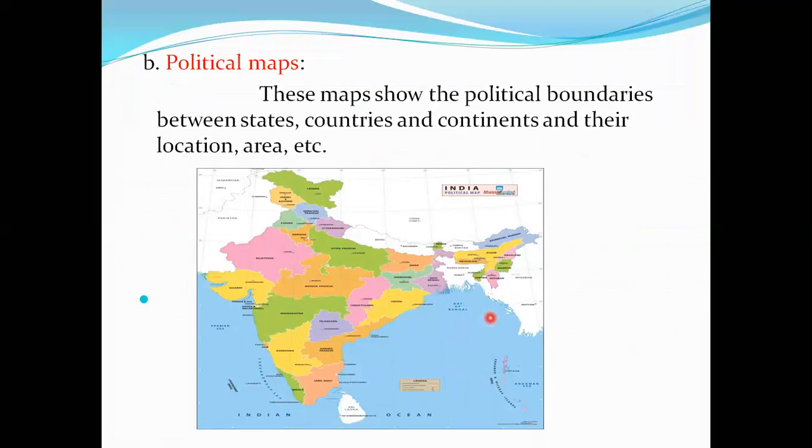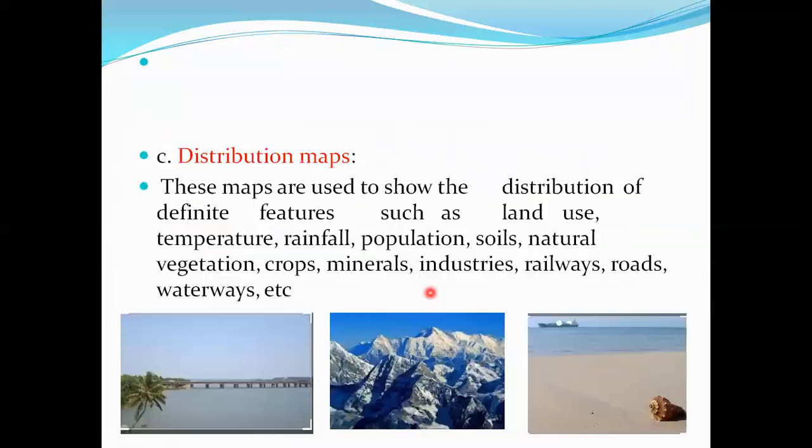What about the political map? The political map shows political boundaries between states, countries, continents and other locations. We can see the boundaries of the states, countries, continents and other locations in the political map. Next we have to move on to the distribution map. So the political map shows the boundaries of states, countries, continents, and the physical map shows mountains, plains, rivers, plateaus, like that.